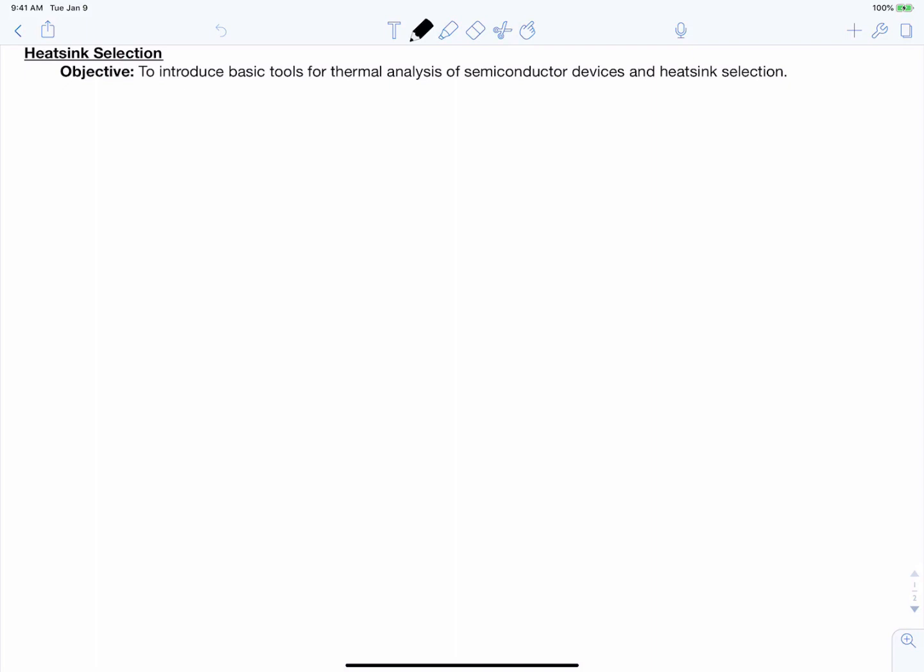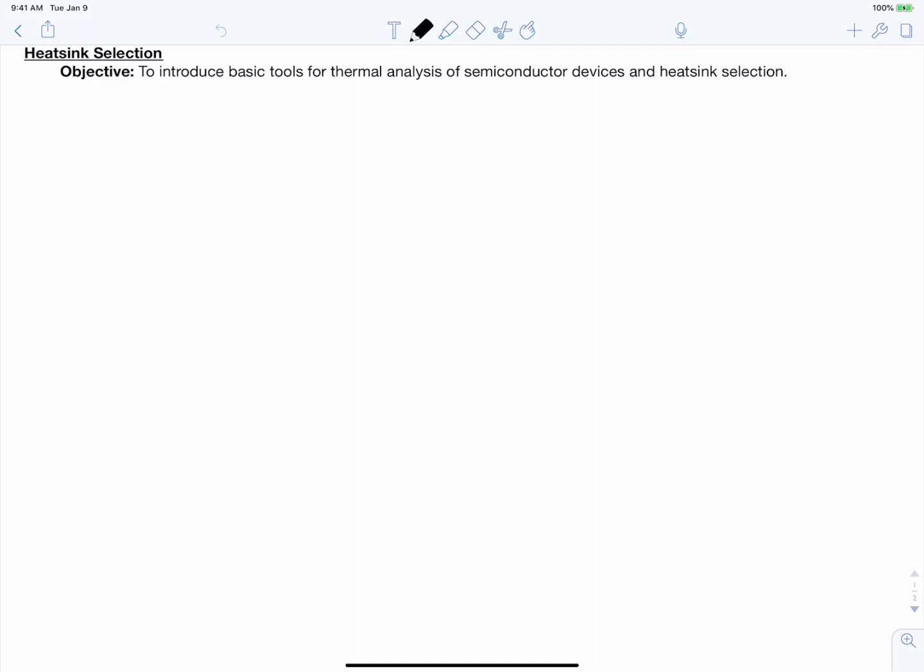In some designs, you'll see that you can actually dissipate the heat from the semiconductor device without taking any type of cooling system design. While in other designs, you need to actually apply a heat sink or even a cold plate, a liquid-cooled cold plate, in order to extract enough heat to prevent your junction from overheating.